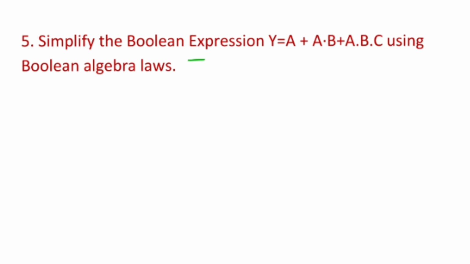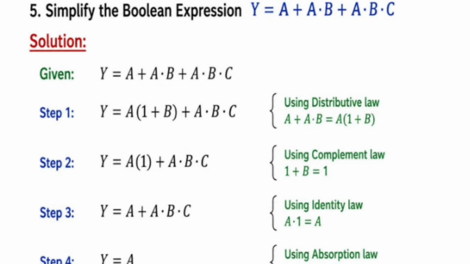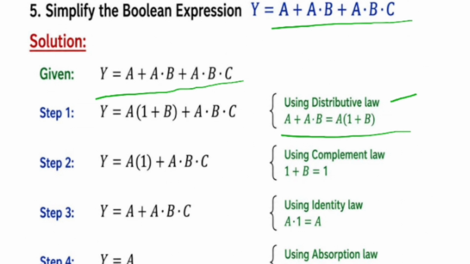Next is simplify the Boolean expression. They have given an expression here, and by using Boolean algebraic laws you have to simplify this. First write the given expression. In that you can see A is common, so we use the distribution law. Take A out as common, and you will get A into 1 plus B, plus BC. This is the distribution law we have used.